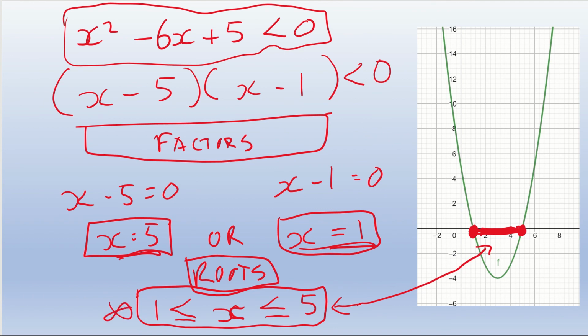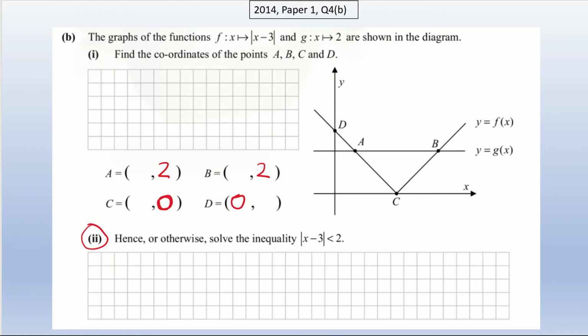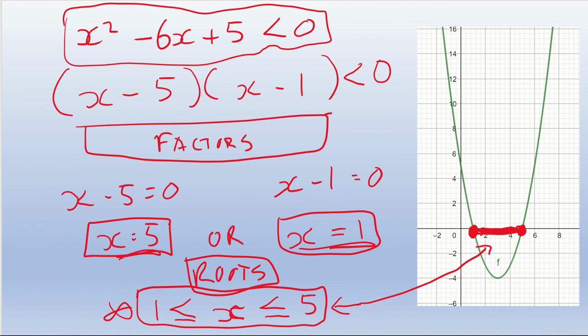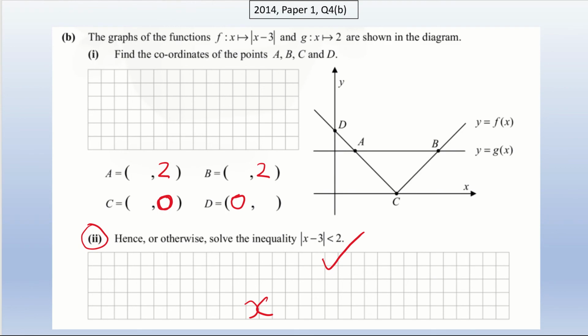So you might ask, well, what does that mean for our original question? Remember, our original question is back up here. By the way, we've solved this question. We've done part II. We've got that x is, let me just go back to my workings out, greater than or equal to 1 and less than or equal to 5.